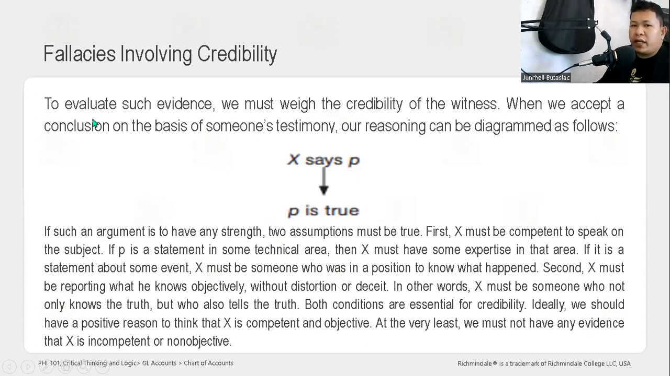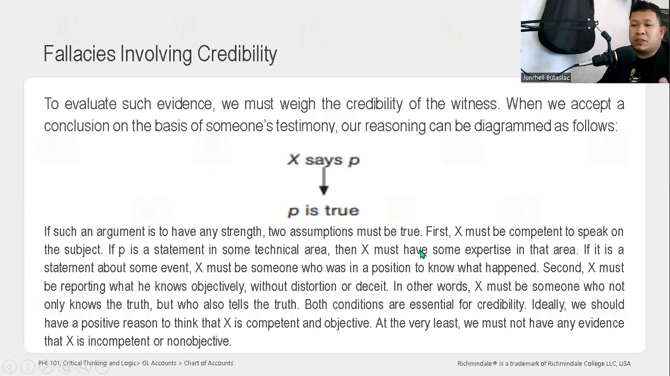Okay, so to evaluate such evidence, we must weigh the credibility of the witness. When we accept a conclusion on the basis of someone's testimony, our reasoning can be diagrammed as follows. X says P. P is true. Okay? So X says P, then P is true. So if such an argument is to have any strength, the assumptions must be true.